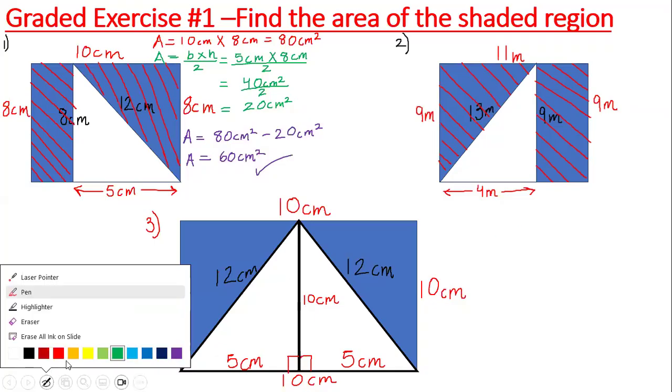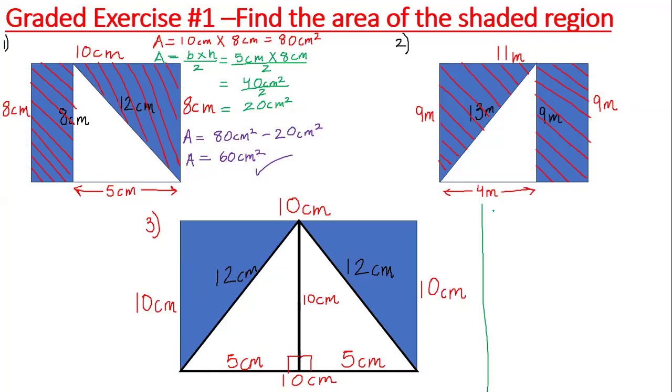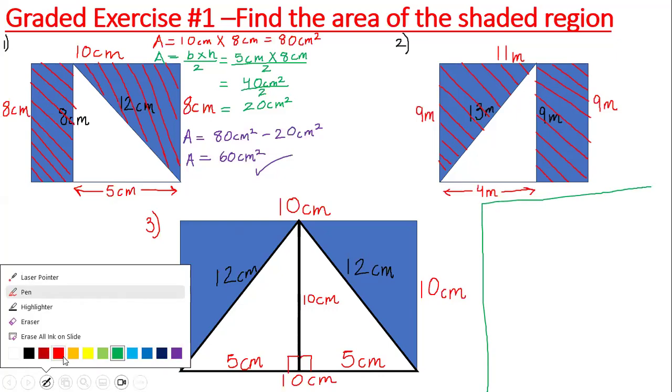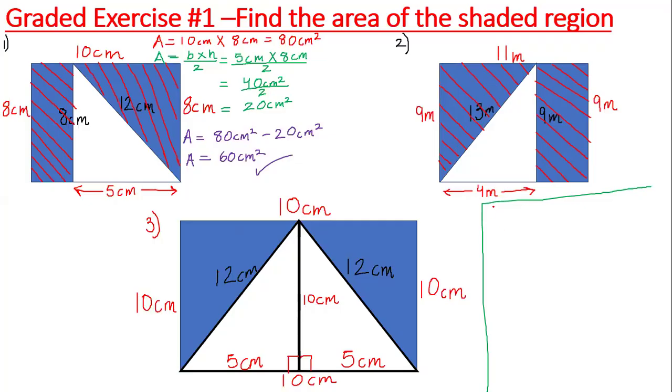So for this one, I'm going to put the work on this side. Go ahead, Amari. Length times width, which is 11 times 9. Very good. 11 meters times 9 meters, which is what? 99 meters squared. Very good, 99 meters squared.